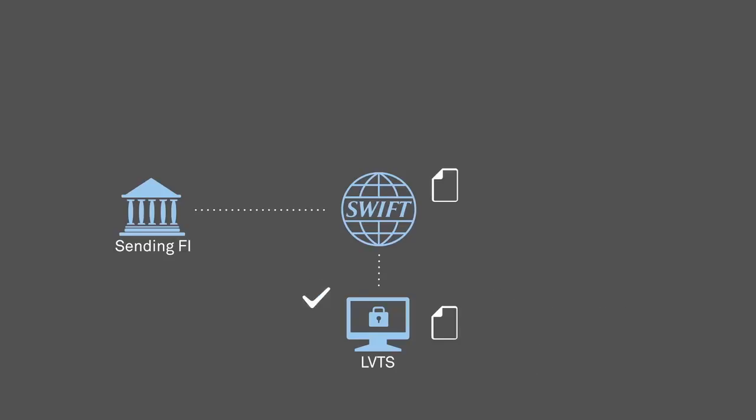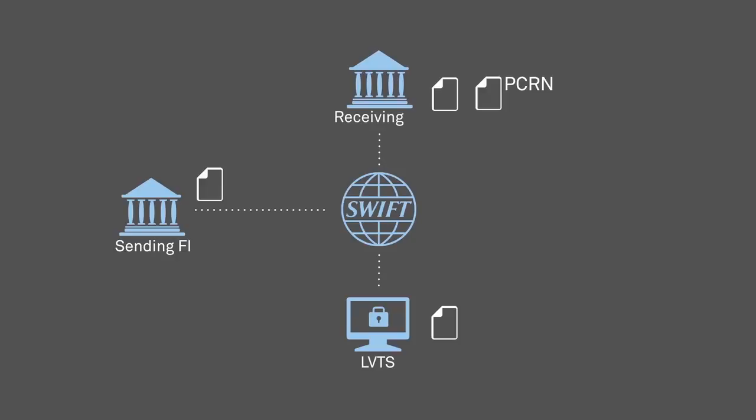If the payment passes the risk controls, LVTS assigns a Payment Confirmation Reference Number, or PCRN, and sends an authorization message back to SWIFT. SWIFT forwards the message to the receiving FI along with the PCRN and generates a notification back to the sending FI with the PCRN.